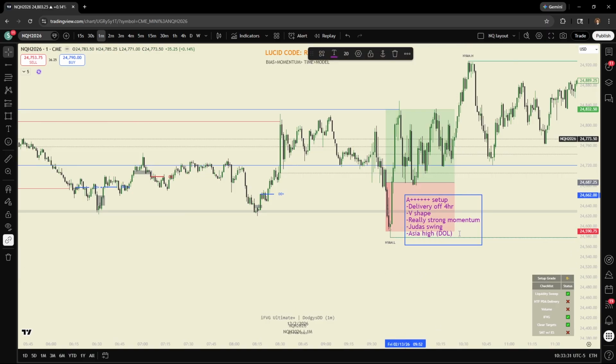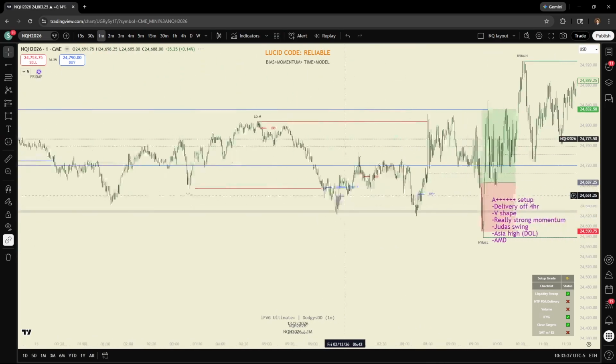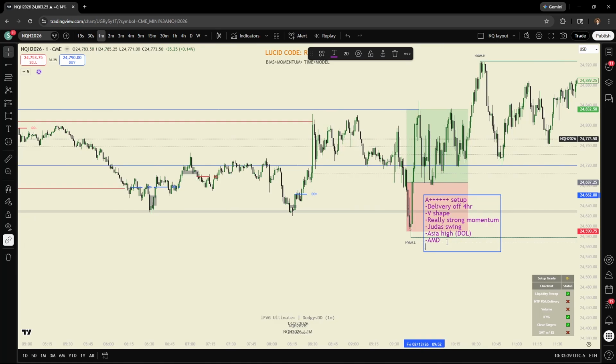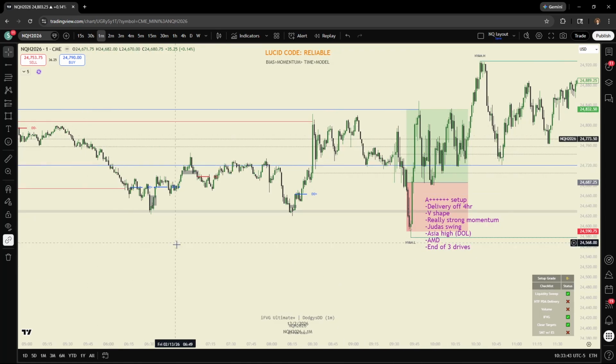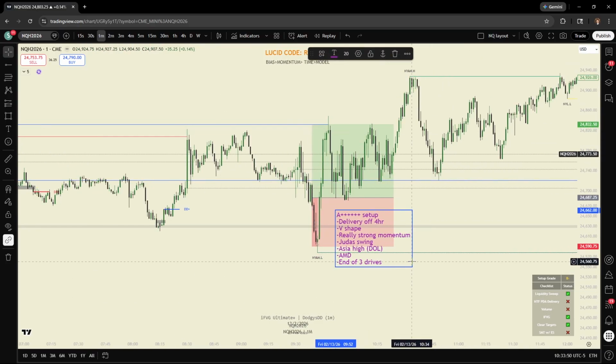What else? It's kind of like AMD, right? Oh, end of 3 drives too. 1 drive, 2 drive, 3 drive. Left relative equal highs, so there's relative equal highs too. That's it.